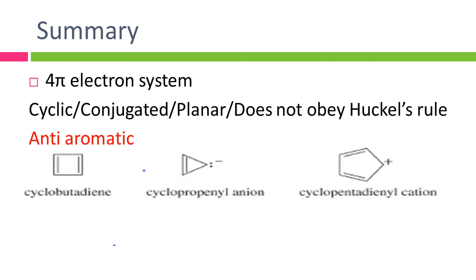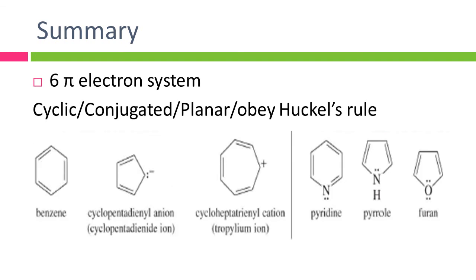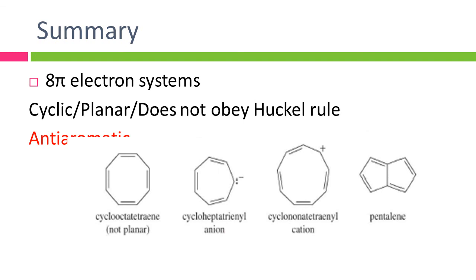4 pi electron systems like cyclobutadiene, cyclopropenyl anion, and cyclopentadienyl cation do not obey Huckel's rule but are cyclic, conjugated and planar, or antiaromatic. 6 pi electron systems like benzene, cyclopentadienyl anion, cycloheptatrienyl cation, and heterocyclic compounds like pyridine, pyrrole and furan are aromatic. 8 pi electron systems like cyclooctatetraene, cycloheptatrienyl anion, cyclopentadienyl cation, pentalene are antiaromatic.